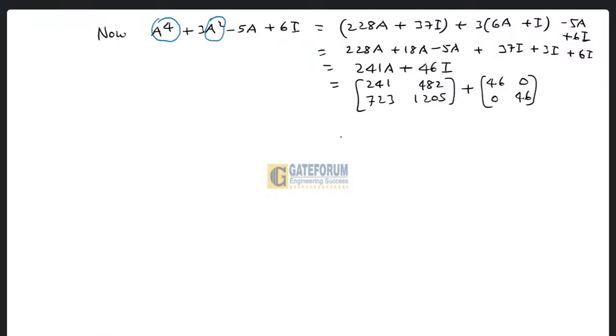Now the sum of this: 241 plus 46 is 287, 482 plus 0 is 482, 723 plus 0 is 723, and 1205 plus 46, 1251, sorry, 46 plus 5 is 51.